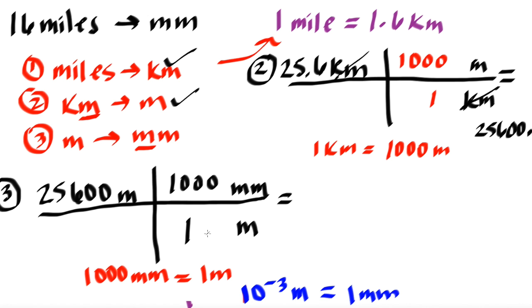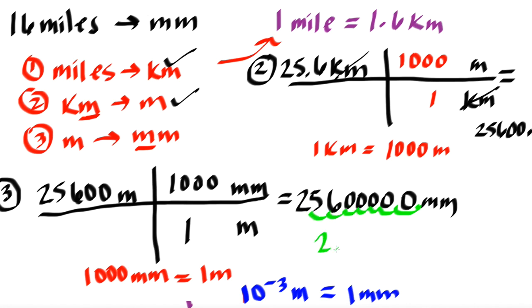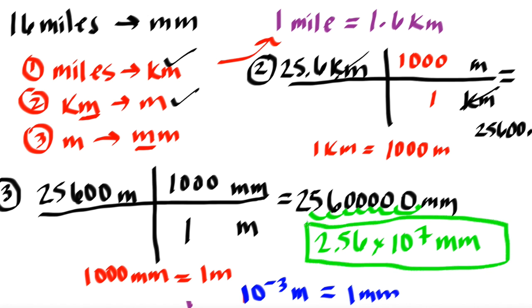25,600 times 1,000. And that gives you a huge number, which gives us a chance to practice our scientific notation. 6, and then we have 1, 2, 3, 4, 5. 1, 2, 3, 4, 5. All right, and that's millimeters. Let's put this in scientific notation. We're going to say 1, 2, 3, 4, 5, 6, 7. 2.56 times 10 to the 7th millimeters. And there you have it. There's our final answer.